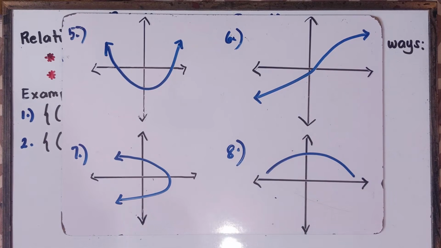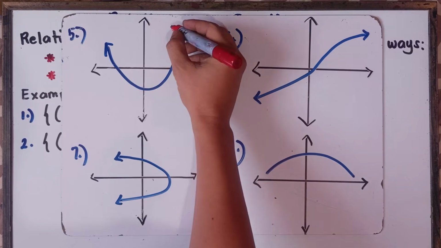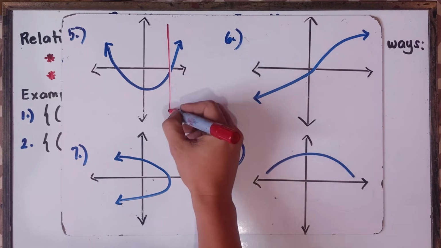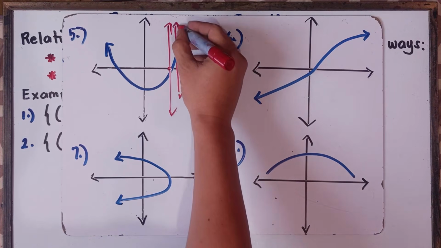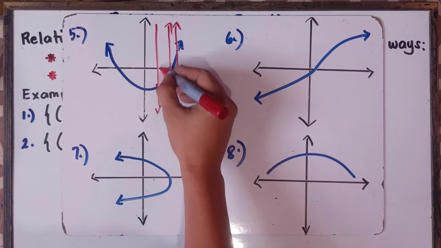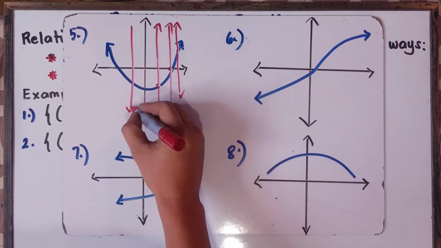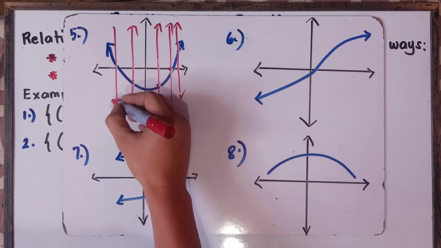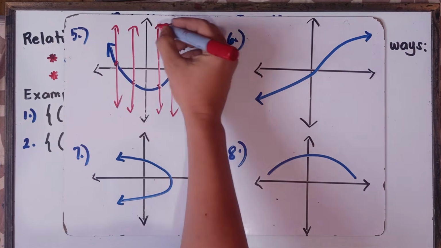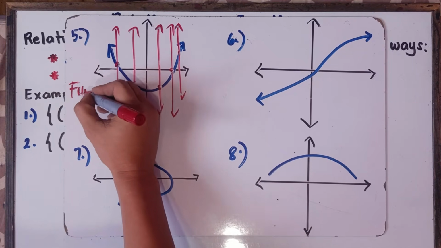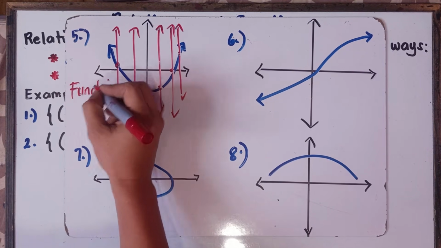Alright, so number 5, let me try this one. Let's have the vertical line test. Draw a vertical line, only one point. Draw another vertical line, only one point. Another vertical line, only one point. Therefore, class, for number 5, this will be a function. Number 5, class, is a function.